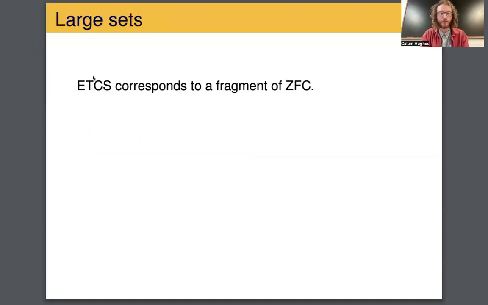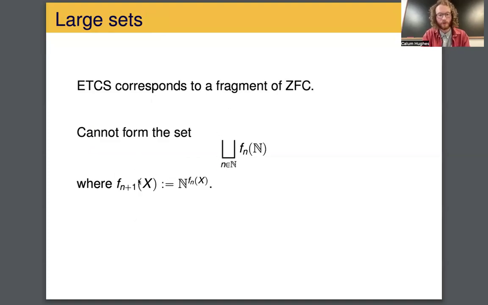So it is true that ETCS corresponds to a fragment of ZFC, but we can't form in ETCS this set, for example, where we take the natural numbers object, we consider all functions from the natural numbers object to the natural numbers object, and we iterate this kind of construction and take the co-products for all of these things. And so this is a massive set. This is kind of crazily big. And what Lawvere says is that in everyday mathematics, you wouldn't come across something this large. So this is kind of what he means by there being a naive set theory within ETCS.